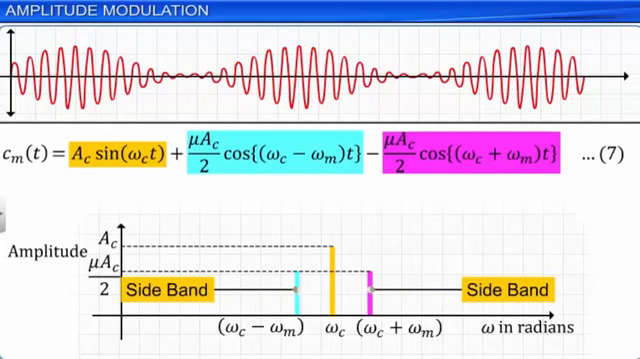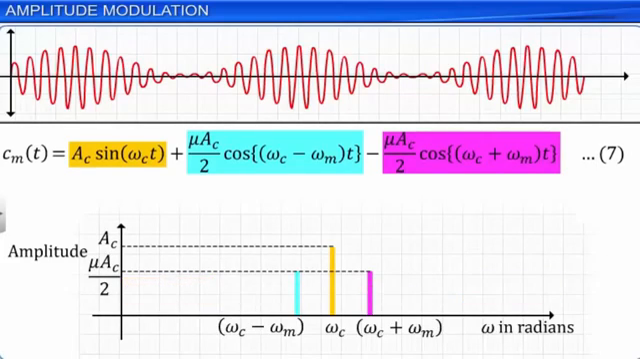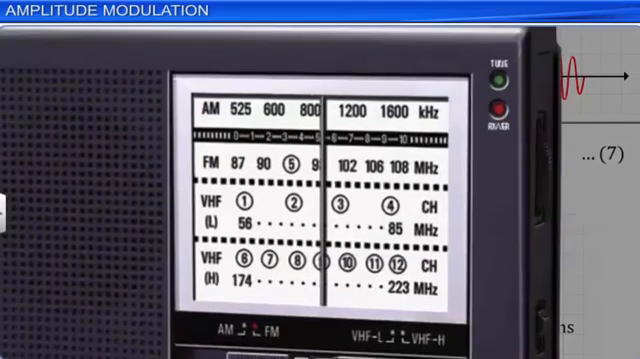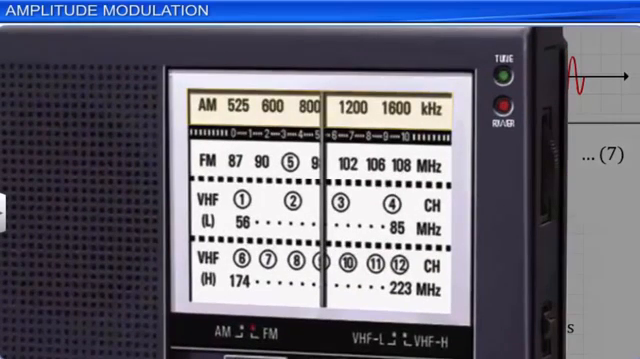Amplitude modulation is used for broadcasting programs by many radio stations. Different radio stations use carrier waves of different frequencies so that their side bands do not overlap. This is essential for proper transmission of signals without interference with each other.